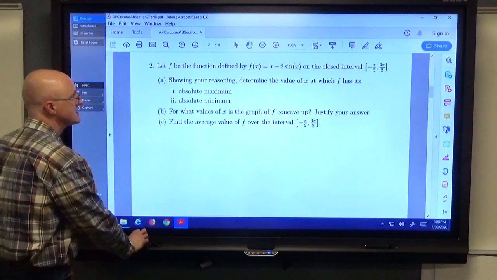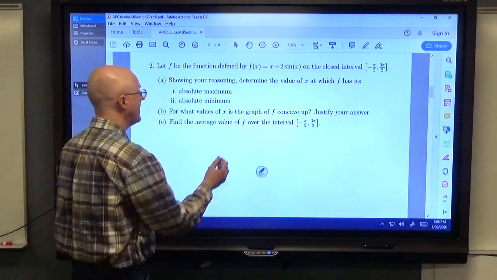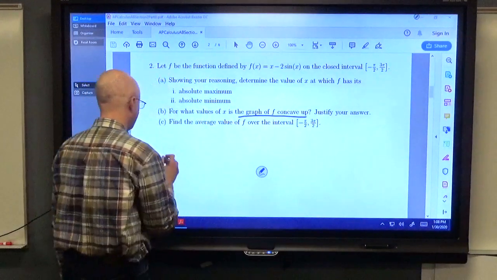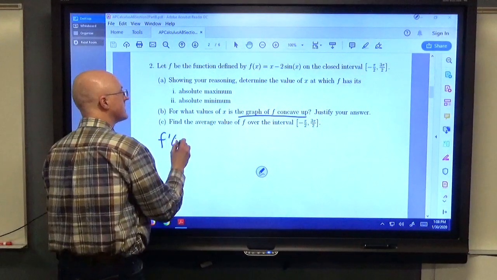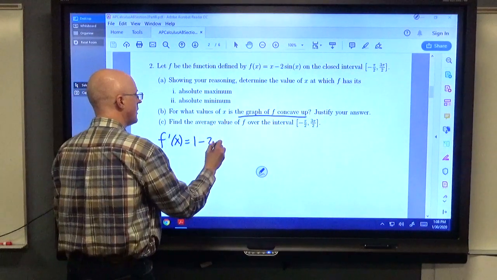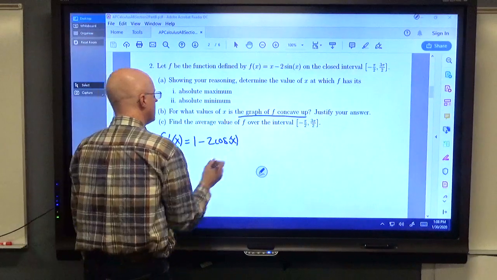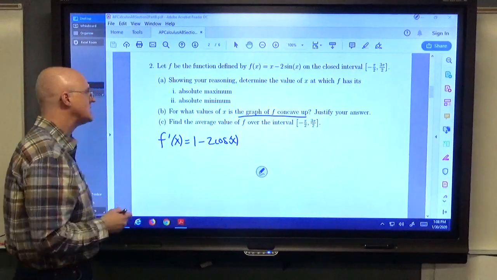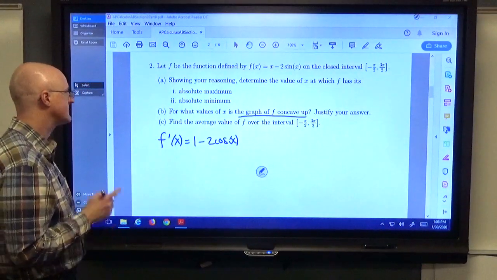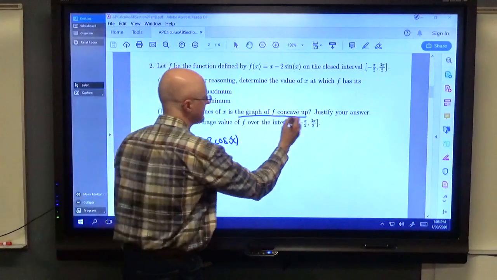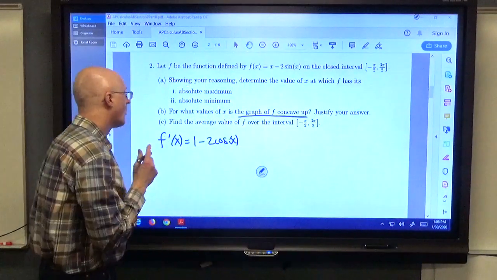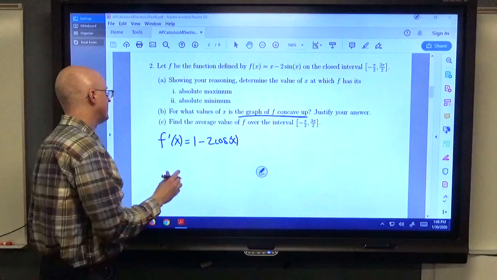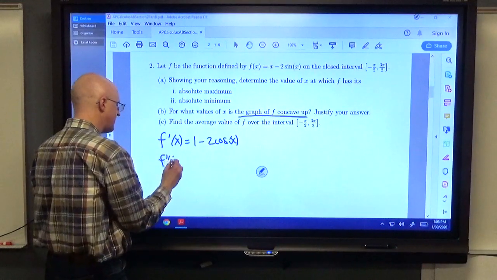Part B, for what values of x is the graph concave up? Justify the answer. Again, the derivative was 1 minus 2 cos x. Where does that change from increasing to decreasing, or vice versa? Or where is it concave out? Excuse me, I'm not after inflection points. Where is the derivative increasing? That would be where the second derivative is positive.